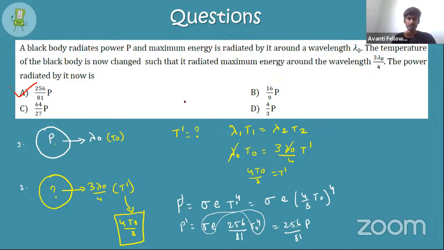So very simple. Power can be found out by using temperature or energy. And if wavelength is given, use Wien's displacement law and find the temperature. From the temperature, use Stefan's law to find out power. This is Wien's displacement law. This is Stefan's law.